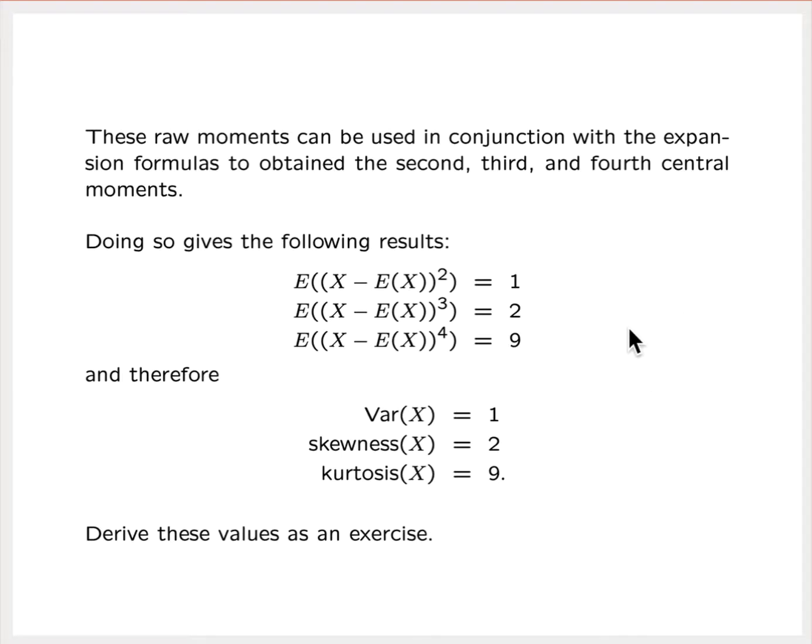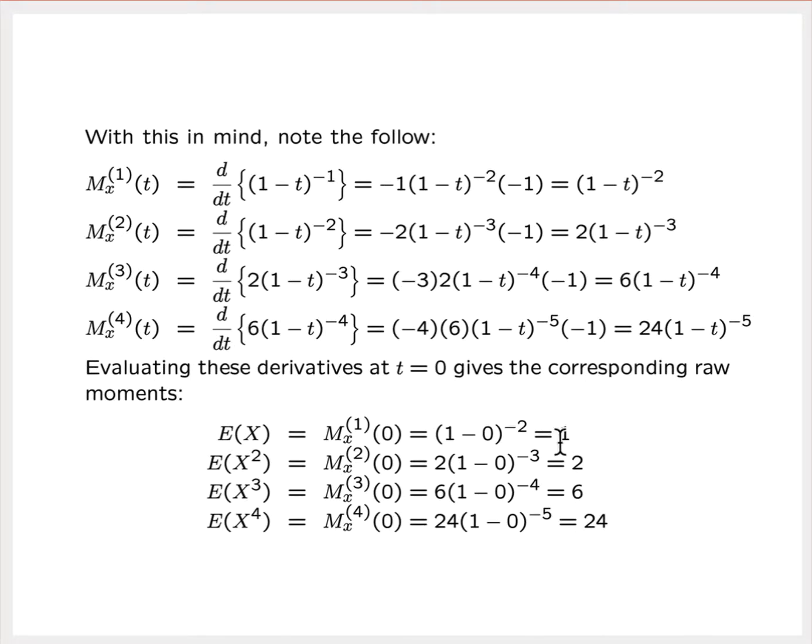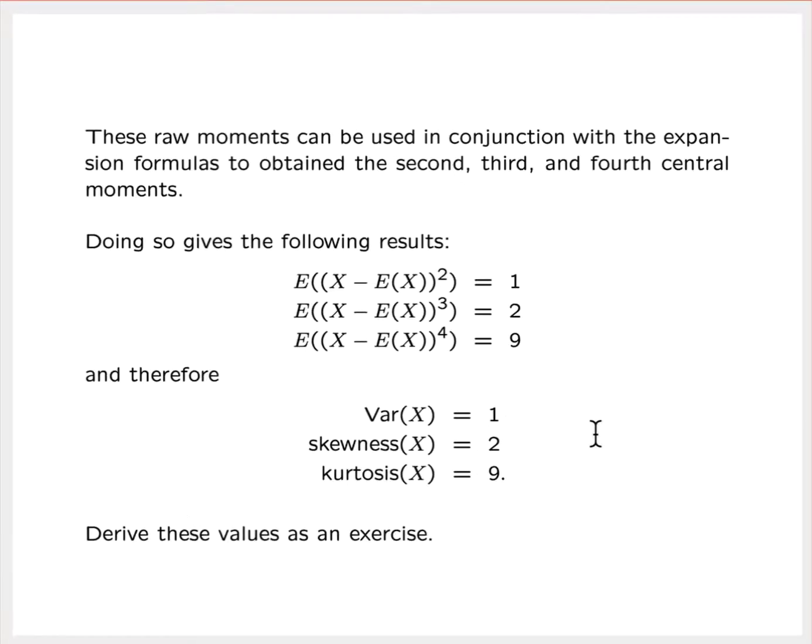Okay, and so go ahead and use the expansion formulas to come up with these values for the central moments, and then for the variance, skewness, and the kurtosis. So again, just let me remind you that these are the quantities. We've got here the mean of this distribution being 1, the variance being 1, the skewness 2, and the kurtosis 9. Now, let me remind you that these are the distributional characteristics for this special case exponential distribution, not the general exponential distribution.